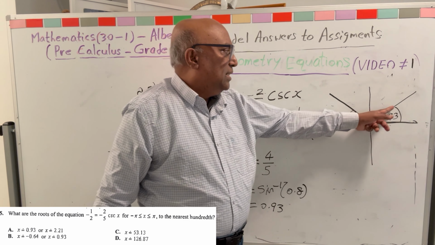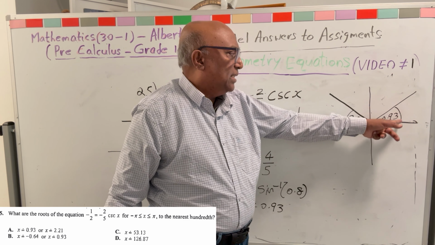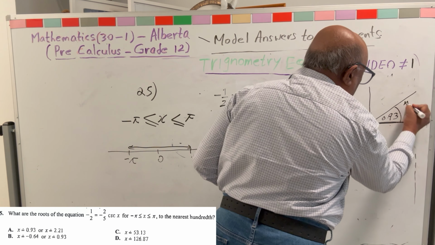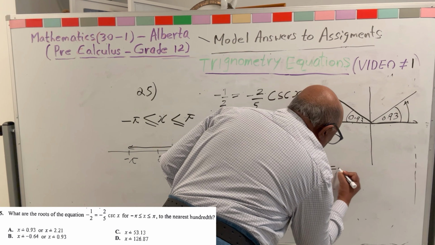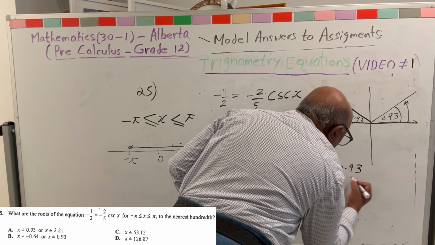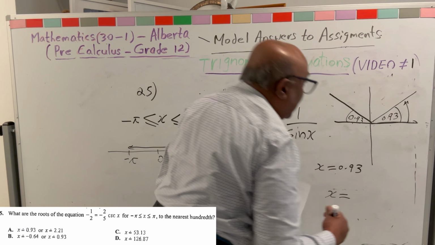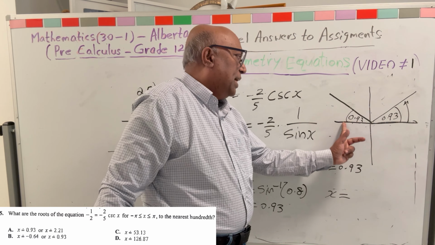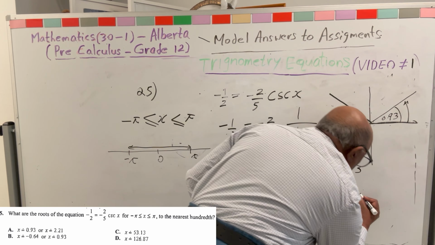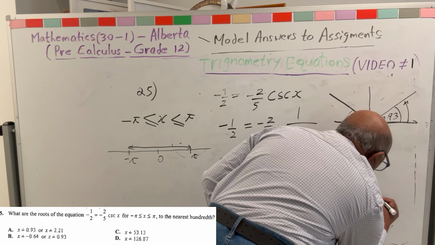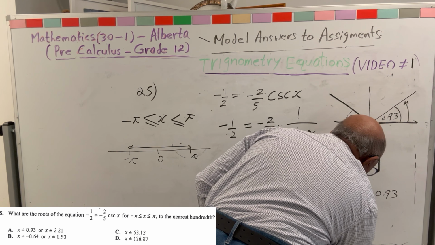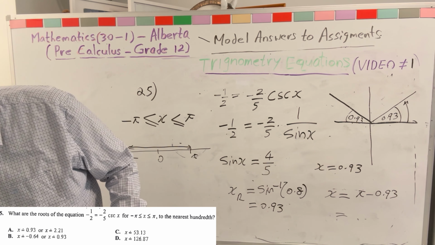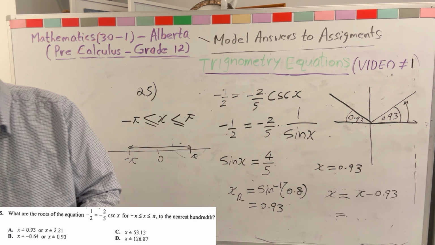Now we should read this angle for these two locations as a standard position angle. One angle is this, that is 0.93 itself. The other angle you can read from 0 to pi: pi minus 0.93. Let's calculate this value. If you calculate this value in the calculator, I am getting 2.21.